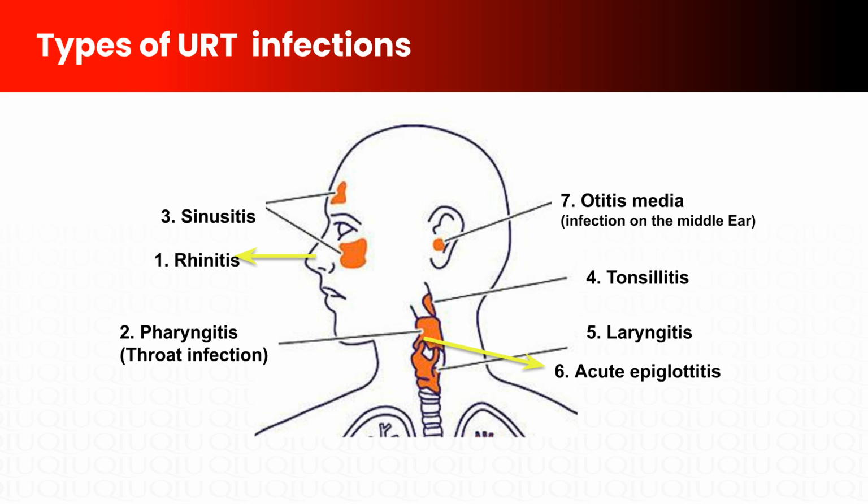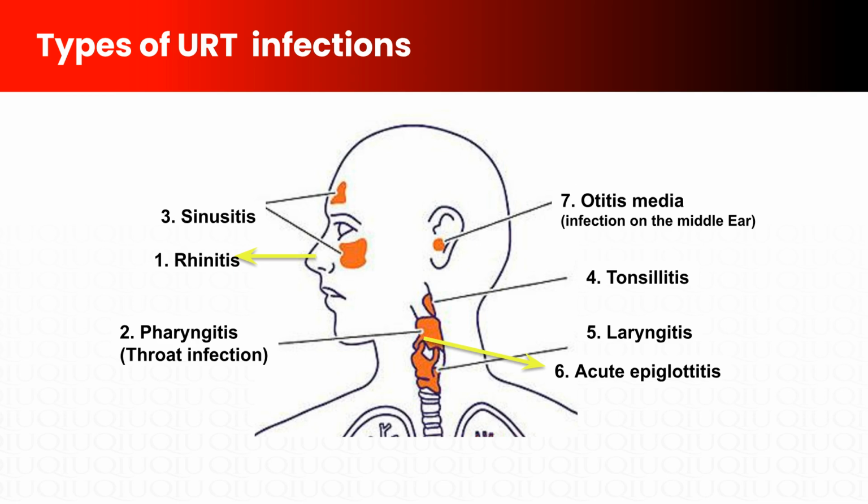Pharyngitis is a throat infection, which involves inflammation of the pharynx and typically presents with a sore throat. Sinusitis is inflammation of the paranasal sinuses. The sinuses are air-filled spaces around the nasal cavity that can become infected and filled with fluid. Tonsillitis specifically involves inflammation and infection of the tonsils, the lymphoid tissues at the back of the throat.